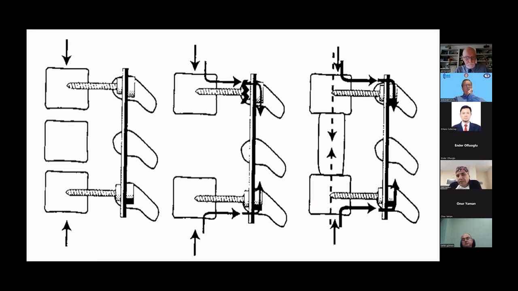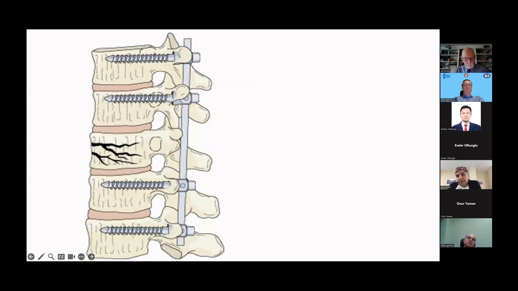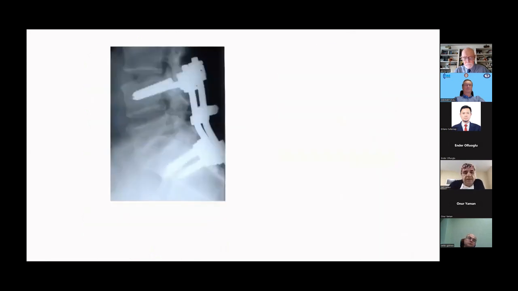Therefore, in order to prevent such a complication, the best strategy is to add a corpectomy graft or cage. You can see here in a burst fracture, if you use a short fixation, with time, axial loading may increase and finally the system may fail. In order to prevent such a complication, we have two options. The first option is increasing the posterior system, and the second is the use of additional anterior support.